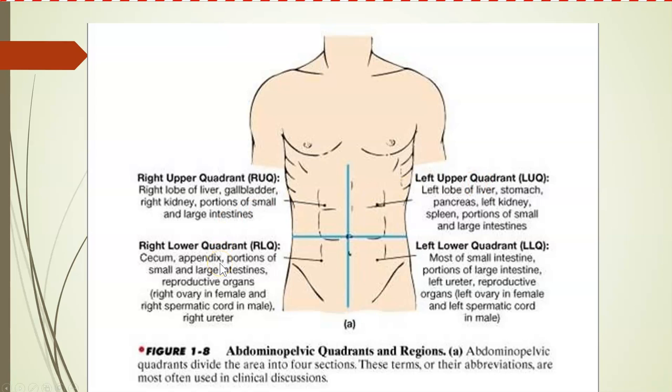In the right lower, we find the appendix, if any of you have had your appendix removed or know someone that does. We do find some of the reproductive organs. We find the right ovary in the female and the right spermatic cord in the male. In the left lower, we find most of the small intestine and portions of the large. We do find reproductive organs here as well, the left ovary in the female and the left spermatic cord in the male.